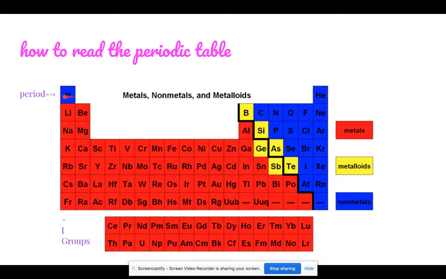And our horizontal rows are called periods. So period 1, 2, 3, 4, 5, 6, and 7, going down just like that.